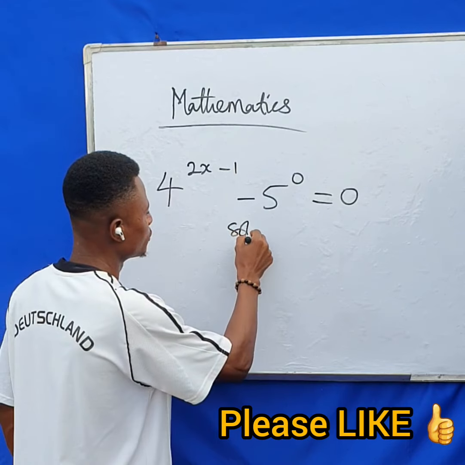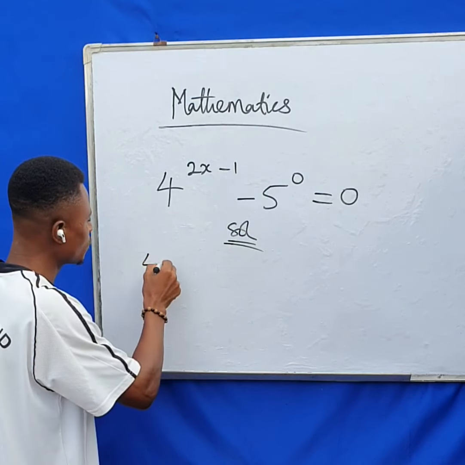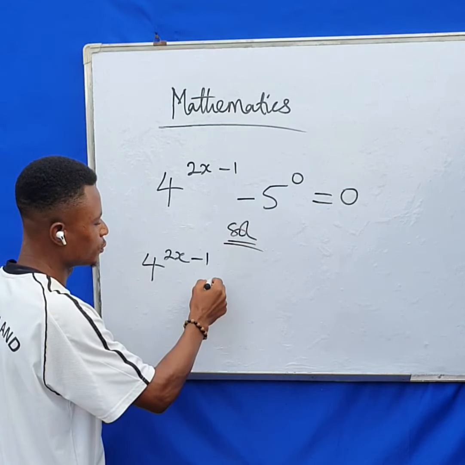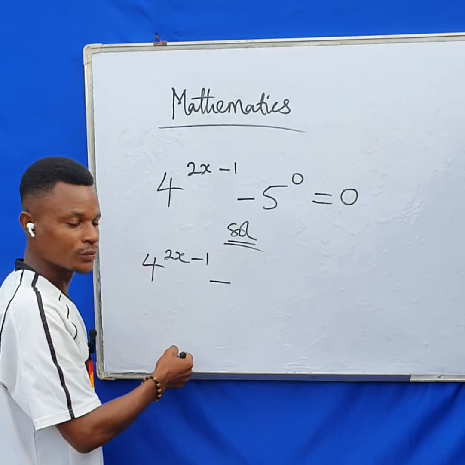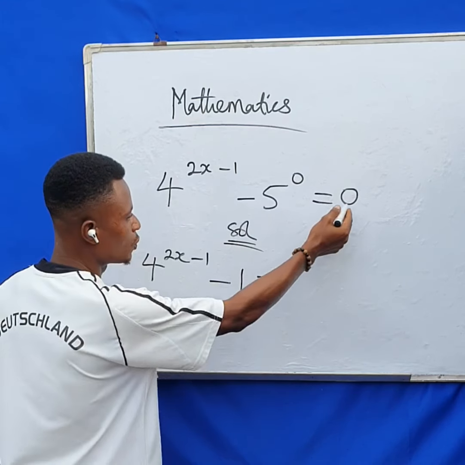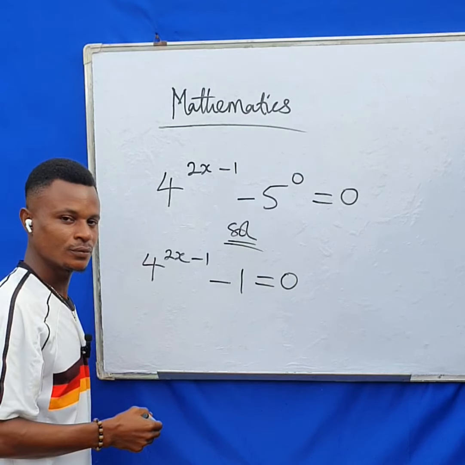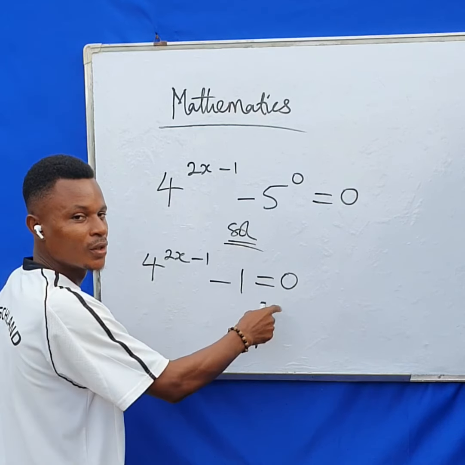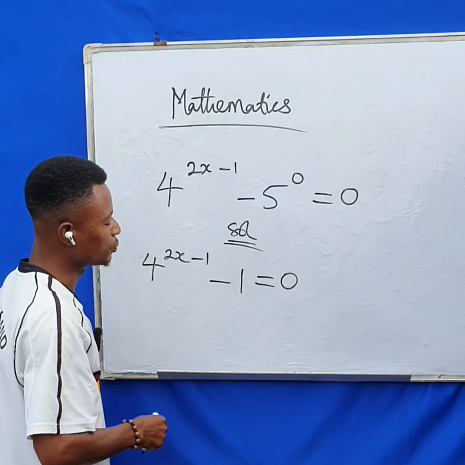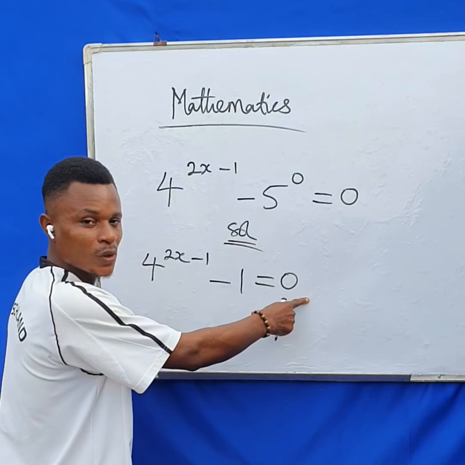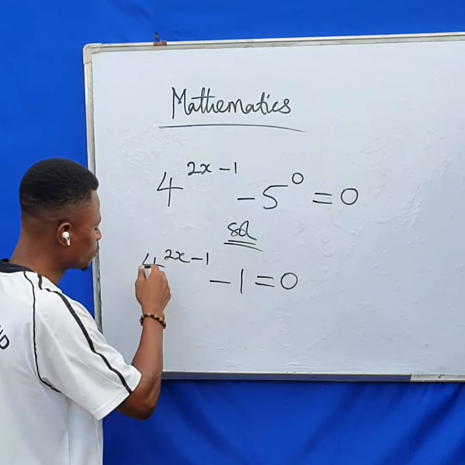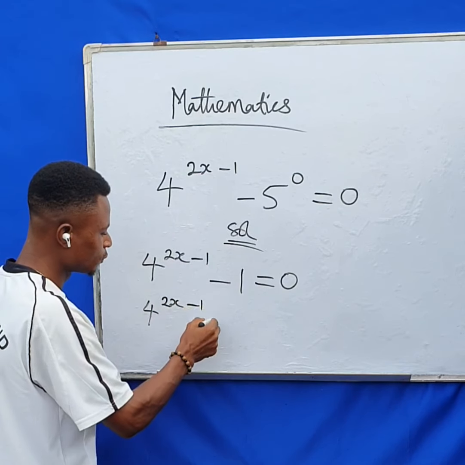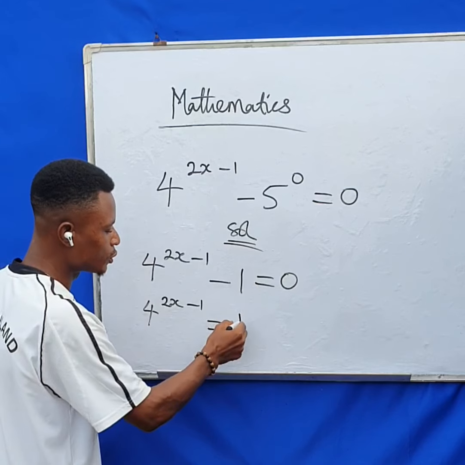So this is the solution. We have 4 raised to the power of 2x minus 1, then minus, in place of this 5 raised to the power of 0, put 1. And everything equal to 0. The next thing we are going to do is to move this negative 1 to this side of the equation. When we do that, it is going to change to positive 1 when it crosses this equality sign. And we are going to be left with 4 raised to the power of 2x minus 1 and equal to, when this 1 crosses, changes to positive 1.